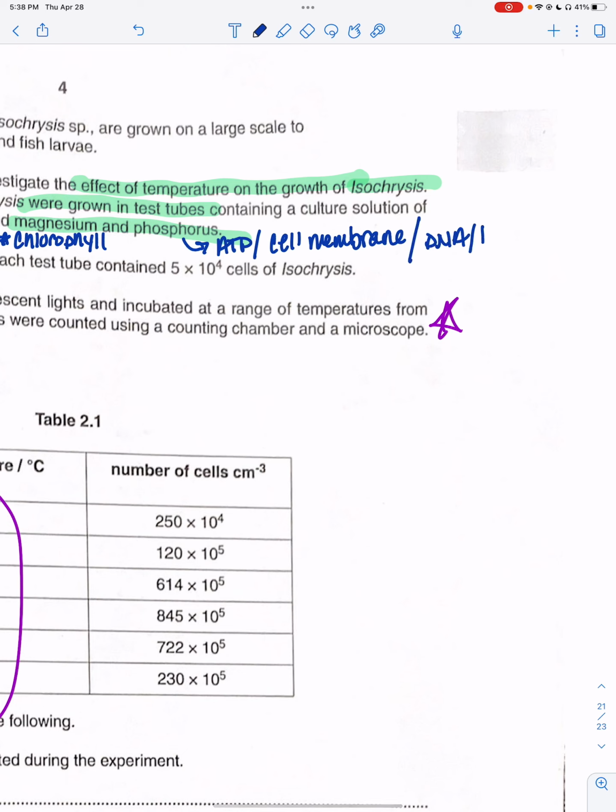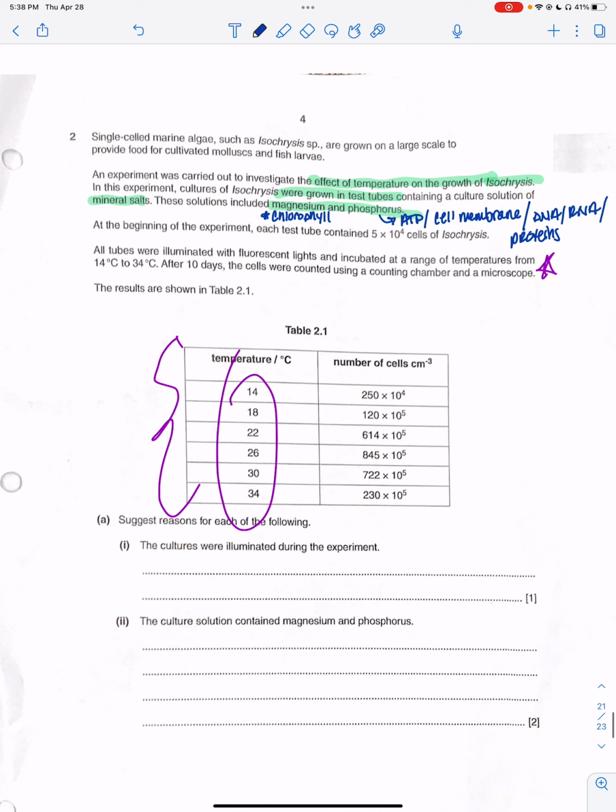DNA, RNA, proteins, or with that, amino acids, because amino acids make proteins.